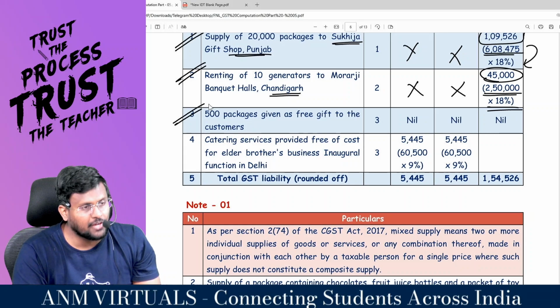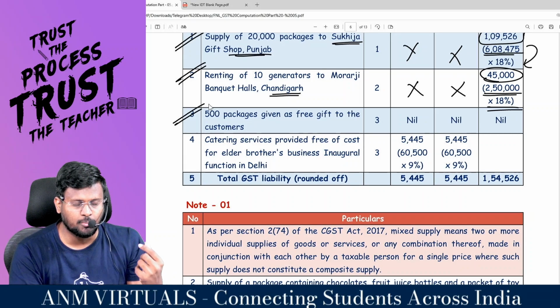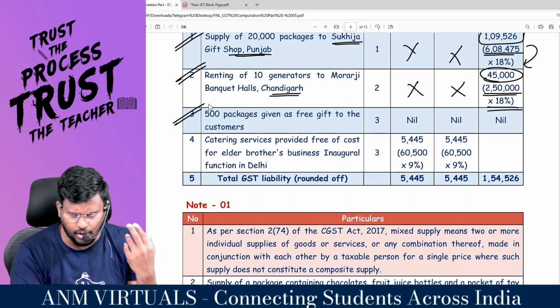500 packages given as a free gift to the customer. There is no consideration. Supply includes all forms of supply of goods or services or both, such as sale, barter, transfer, exchange, license, lease, rental or disposal.